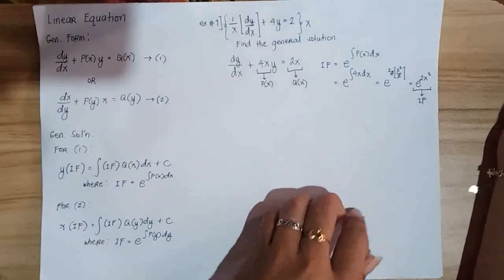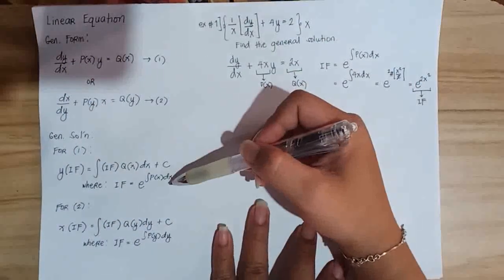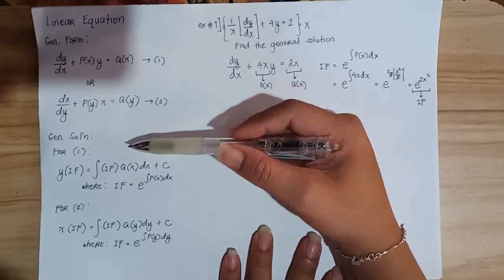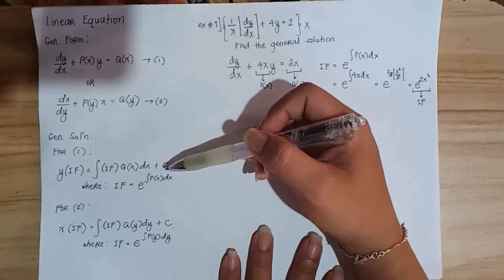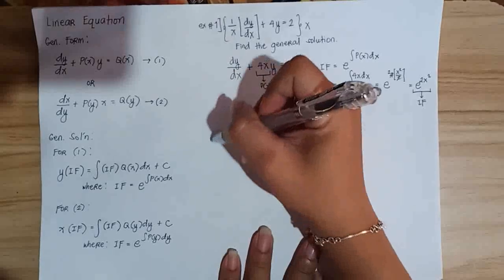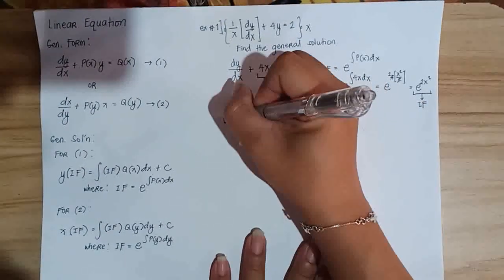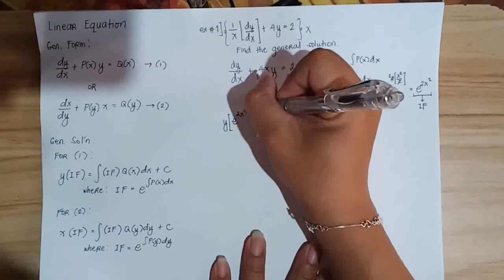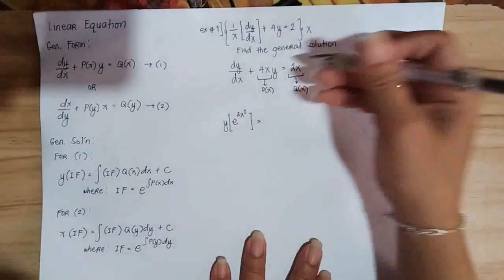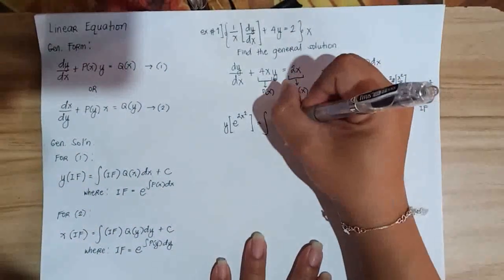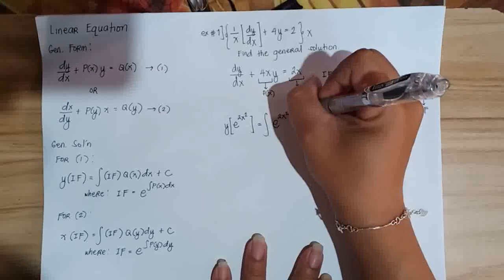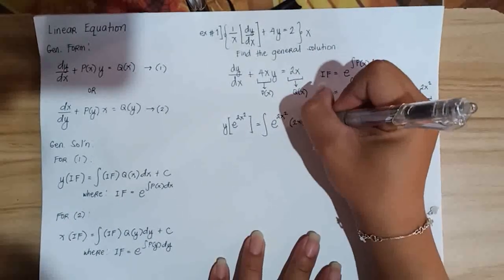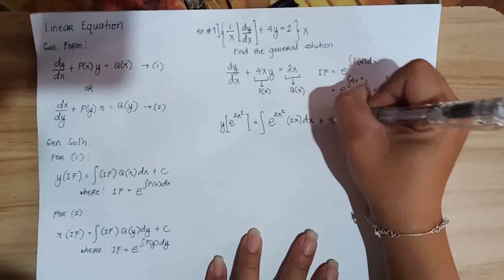Now, this is your integrating factor. After solving for the integrating factor, you will have to use the formula for dy over dx, which is y multiplied to the integrating factor equals the integral of the integrating factor multiplied by the q of x dx plus c. So let's say you will use this formula. You will now have y multiplied by the integrating factor, which is e raised to 2x squared, equals the integral of the integrating factor, which is e raised to 2x squared, multiplied by the q of x, which is 2x, then dx plus c.